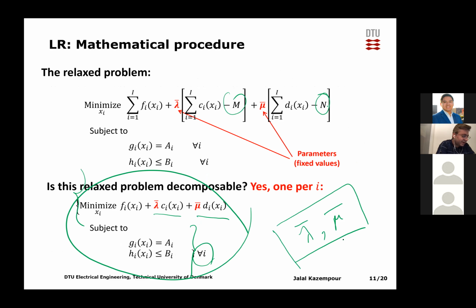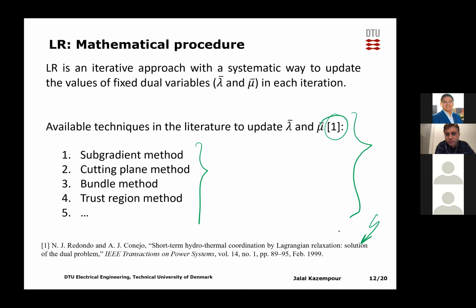But remember, LR works only and only if this function is quadratic. It's continuously differentiable. If it's linear, LR will not work. Then we will talk about augmented Lagrangian relaxation. So if your original objective function is quadratic, you don't need ADMM. You don't need augmented Lagrangian relaxation. Just simply solve your problem with Lagrangian relaxation, or in other words, dual decomposition. How to update dual variables over the iterations, one of these techniques.